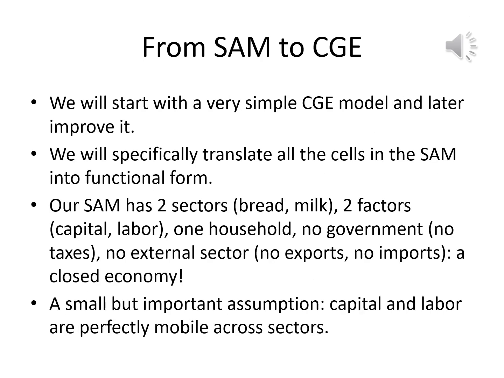So what we're going to do, we are going to model a very simple CG model. The CG model will have two sectors, bread and milk, two factors, capital and labor, one household, no government, no taxes, no external sector, no exports, no imports. This is a closed economy, just like something like North Korea.